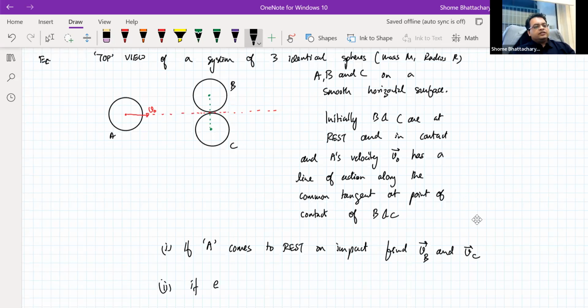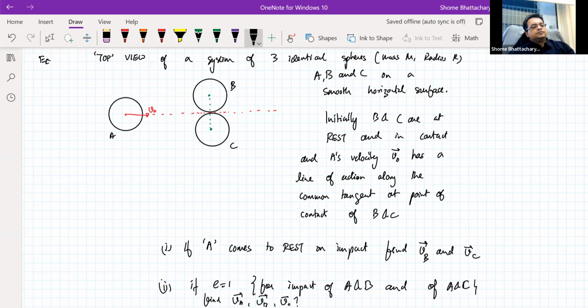If the coefficient of restitution is 1 for impact of A and B and of A and C. So there are two collisions happening simultaneously and both are having coefficient of restitution 1. Then find VA, VB, and VC after impact. So they are identical spheres of same mass and same radius.